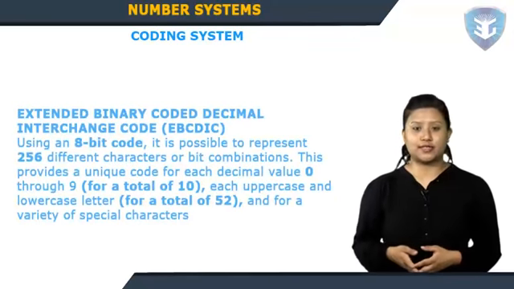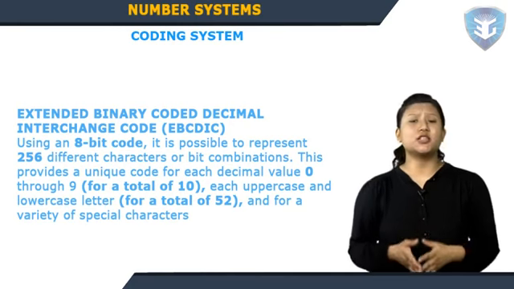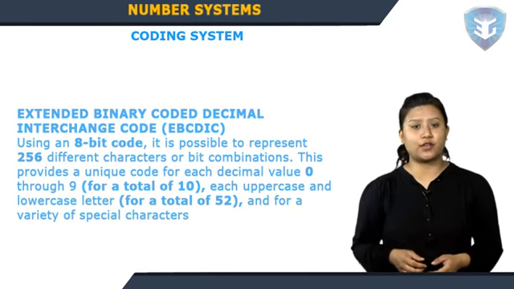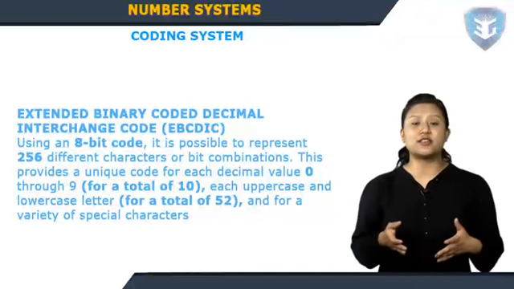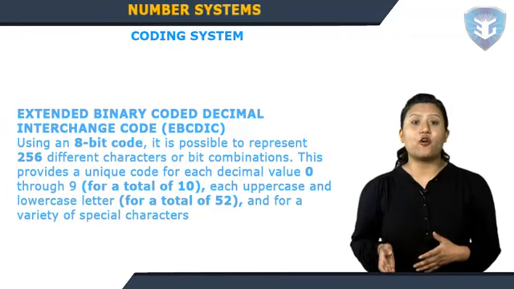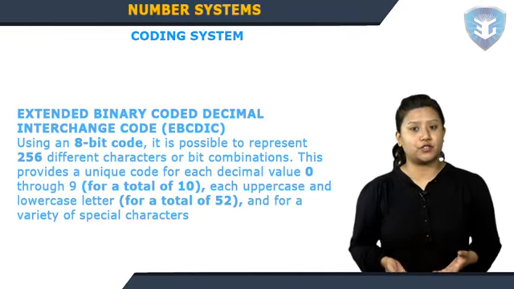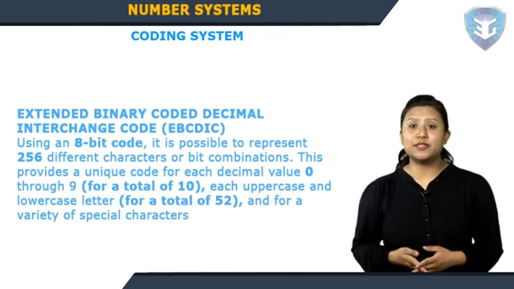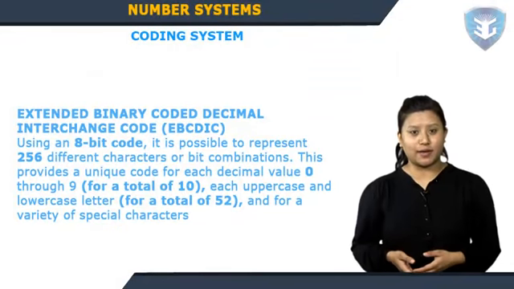Extended Binary Coded Decimal Interchange Code, EBCDIC. Using an 8-bit code, it is possible to represent 256 different characters or bit combinations. This provides a unique code for each decimal value 0 through 9, for a total of 10, each uppercase and lowercase letter, for a total of 52, and a variety of special characters. Each group of the 8 bits makes up one alphabetic, numeric, or special character and is called a byte.